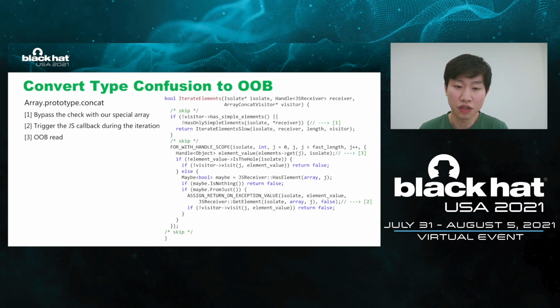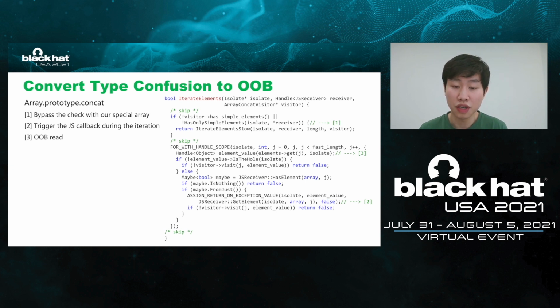So the next step is to find a place where we can use our special array to gain more powerful abilities. In this case, the Array.prototype.concat API would do the trick. In the IterateElements function, it calls HasOnlySimpleElements to check whether there are accessors on the receiver's elements. As described before, our special array could bypass this check so that GetElement would be called in the fast path. However, there are in fact accessors defined on it, which we can call back to our user-defined JavaScript code.